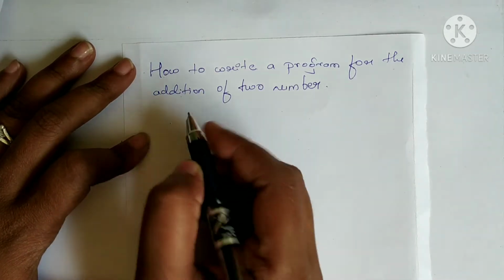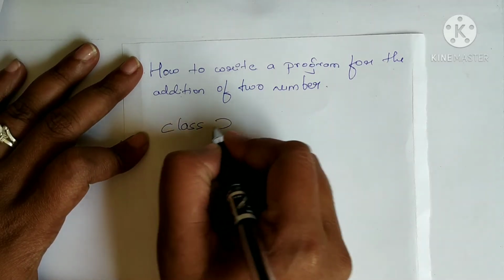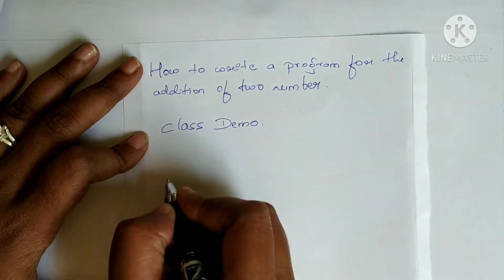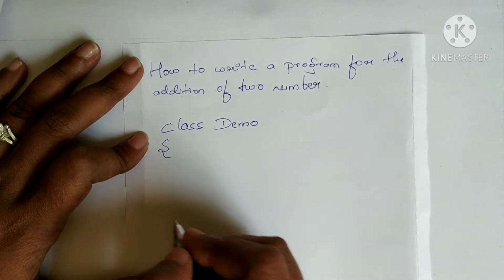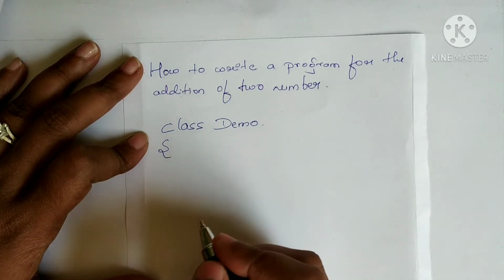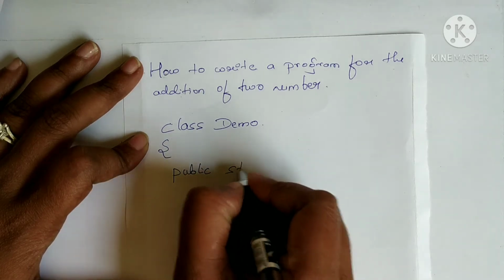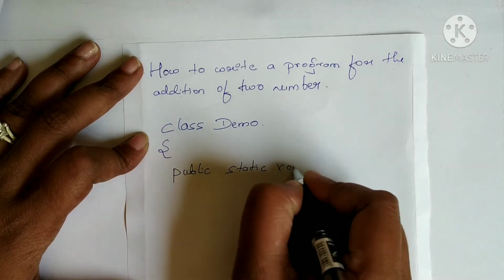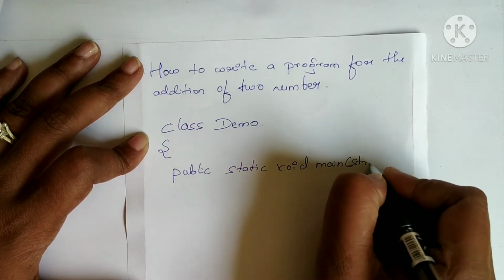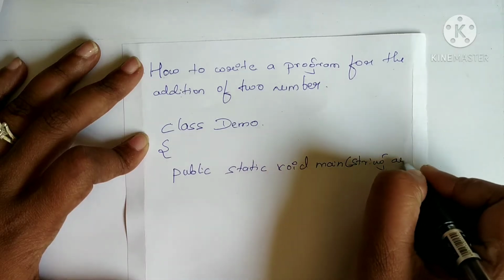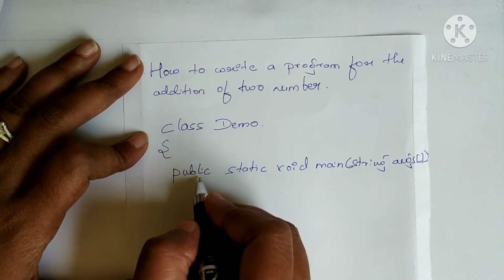First, we can write a class. The class name is Demo, and in this, public static void main(String[] args). This is the main method.